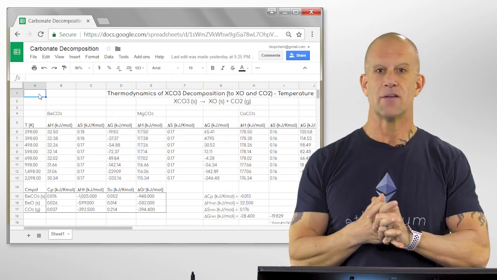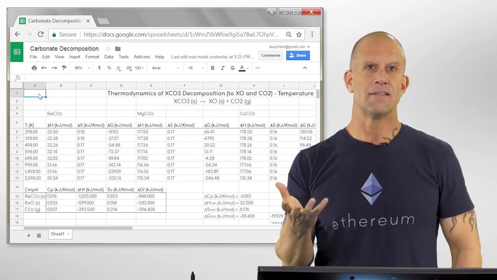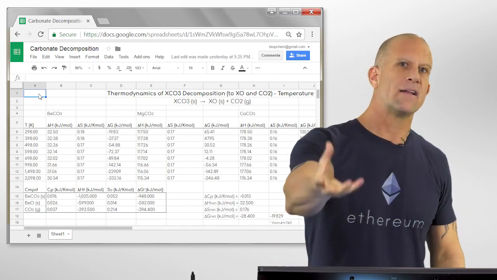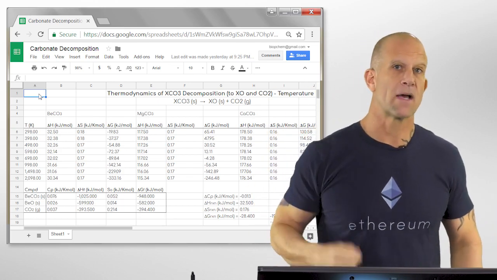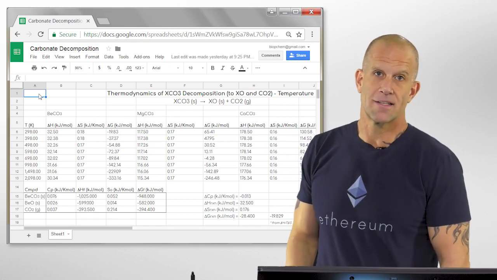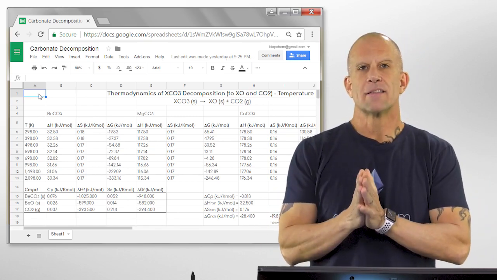These are often acid catalyzed decompositions, so you can take these carbonates, add them into an acidic solution, and get CO2 bubbling off with the metal oxide. And so that's used in a fair number of industrial processes as well. But what we want to look at is the thermodynamics.